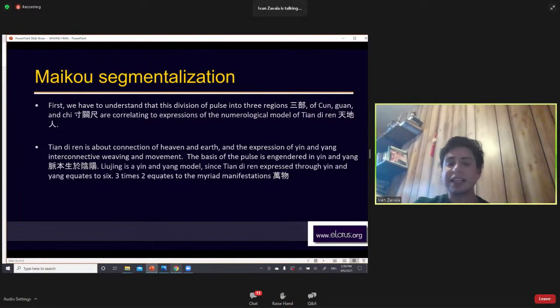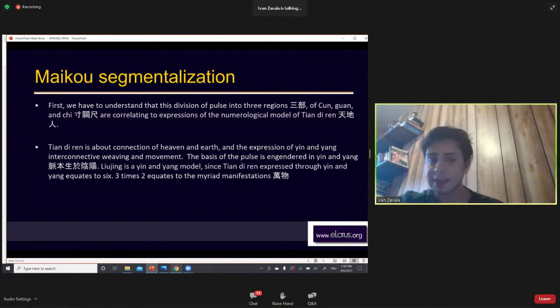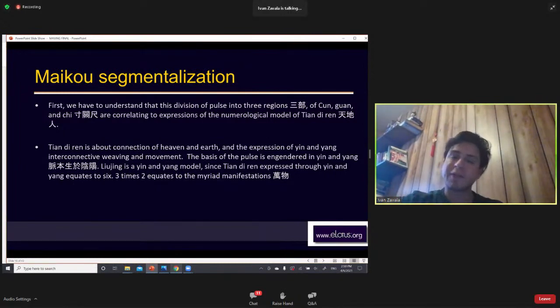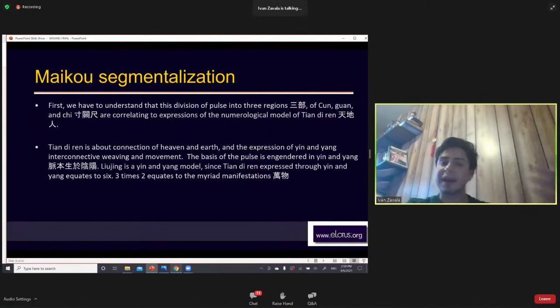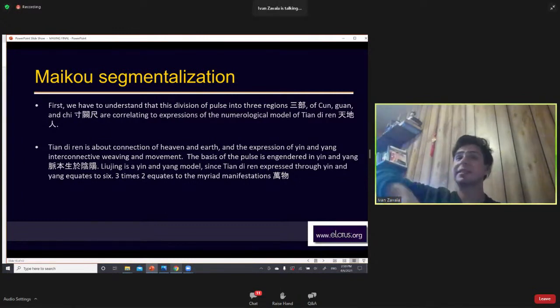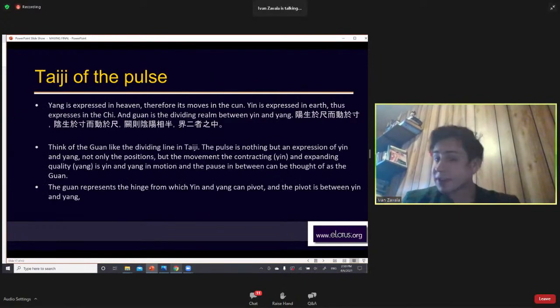Since Tiandiren is expressed through yin yang, right, which equates to 6, right? Tiandiren, so that's 3, right? 3 times 2 equals 6. So Liujing is just basically Tiandiren, heaven, earth, humanity, times 2, right? So Tiandiren manifesting in yin yang. Liujing is a model of yin yang, right? But 6 comes from Tiandiren, from 3 times 2, 3 times yin yang, right? Which equates to the myriad manifestation. That's why it can predict all types of diseases, because it's yin and yang expressing itself, the permutation of yin and yang expressing itself through heaven, earth, and humanity, through the realms of heaven and humanity.